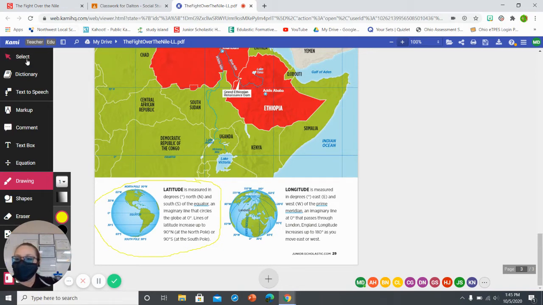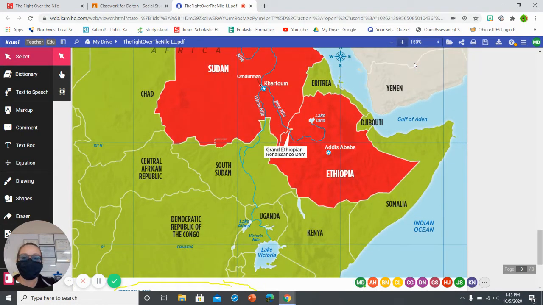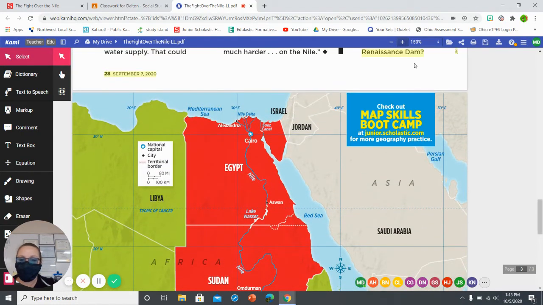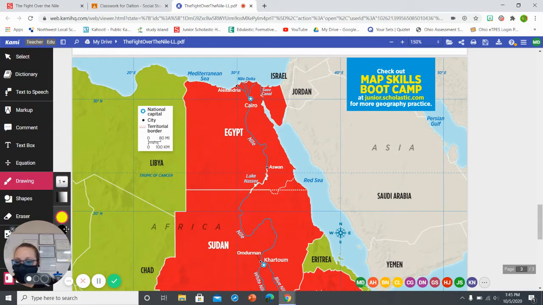Number 3, what is the capital of Ethiopia? So let's go up here to the map key and we'll find out what a capital looks like. And when I'm looking here, I'm going to look for, okay, so I'm looking here in the map key, and I see that the capital, a nation capital, is a blue dot with a white star on the inside of it.